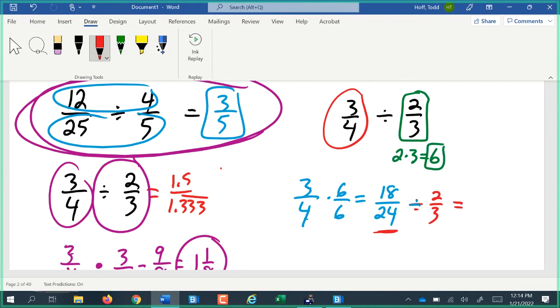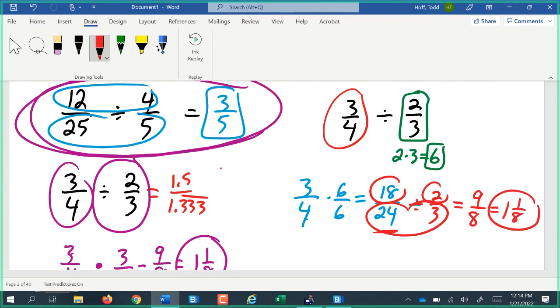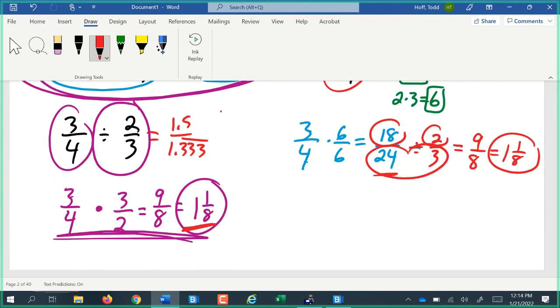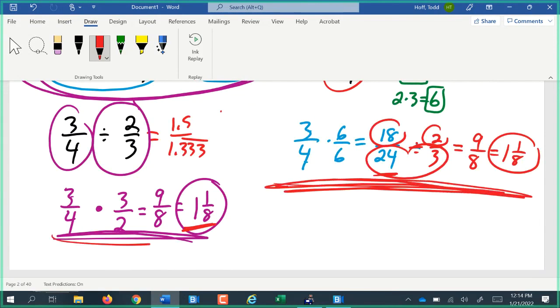18 divided by 2 is 9. 24 divided by 3 is 8. 9/8, or 1 1/8. Exactly what we got over here. So how did we get from this mess, which looks really ugly, to something as simple as multiplying by the reciprocal? Well, it's not as big of a logical leap as you might think.